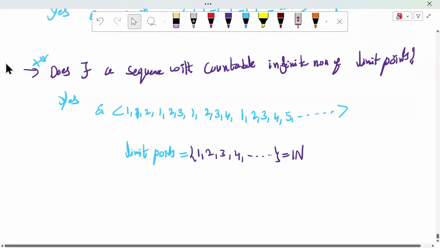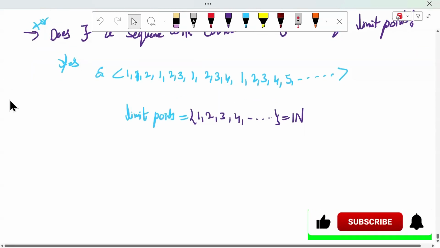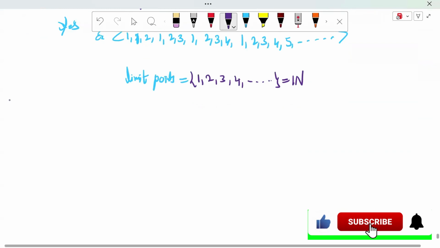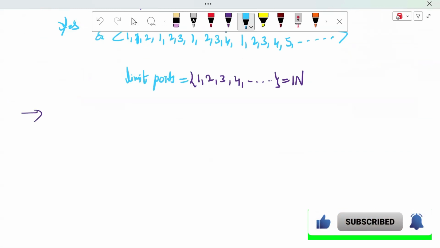That is a sequence containing infinitely countable number of limit points. Yes, it exists. That is the example. Next, sir, only three more remain, then we go to convergent sequences.